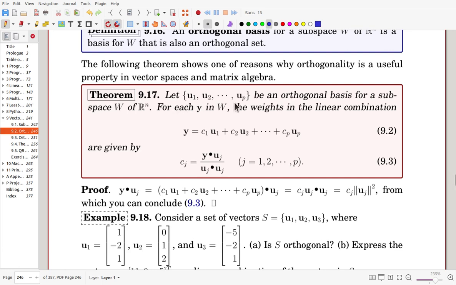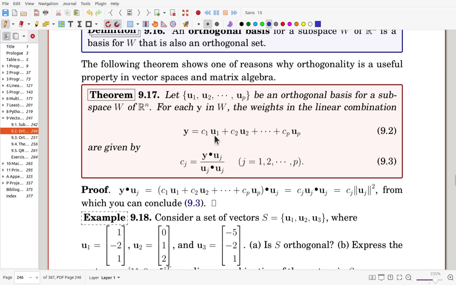u1 to up is an orthogonal basis for a subspace W of Rn. For each y in W, the weights in the linear combination are obtained by this equation. Because it is a basis, each vector in W we can write in this way. Always, by using the basis vectors, we can express y in this way. Now the coefficients can be obtained through this quotient. So you can decide the weights quite easily here.